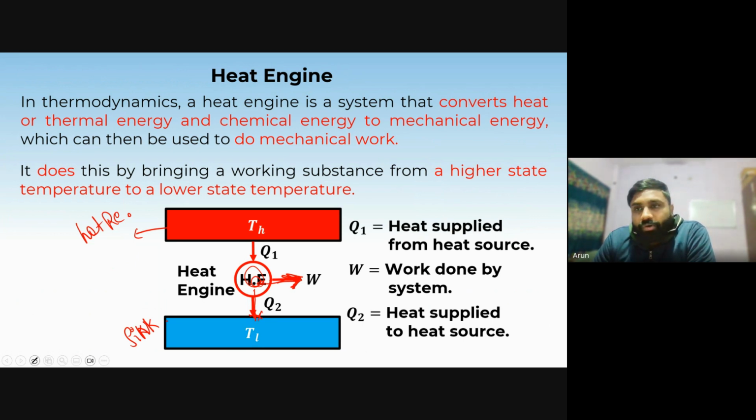So in motorbikes also, if you have traveled 100 kilometers of journey, then you touch the engine part, you will feel that it is hot. It is rejecting heat to the surrounding. Okay.